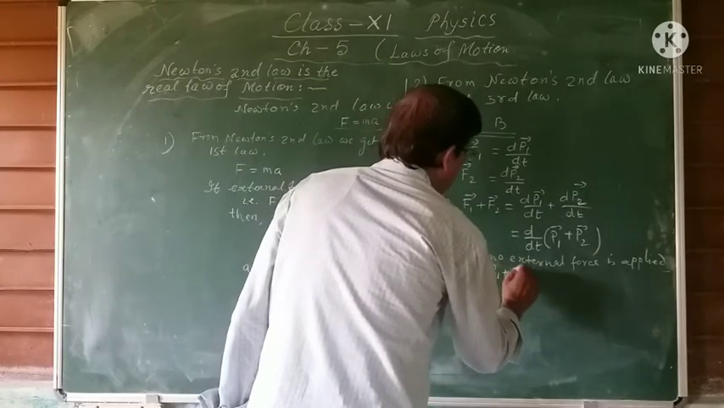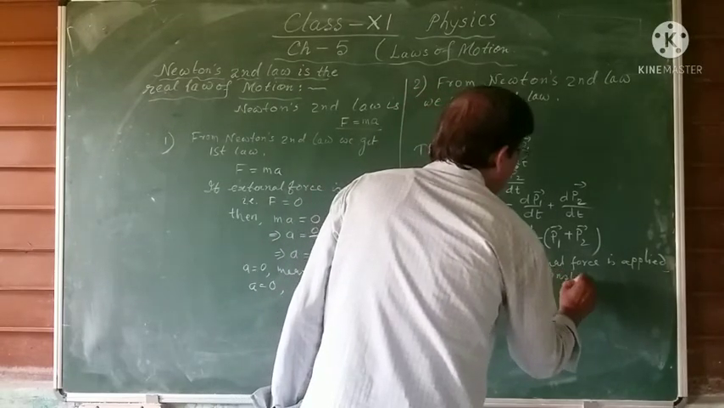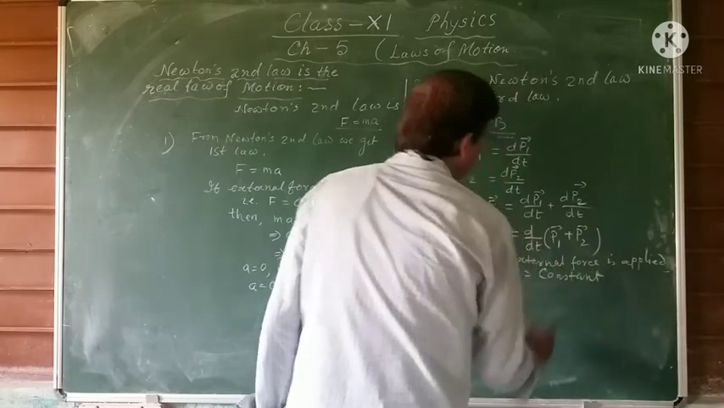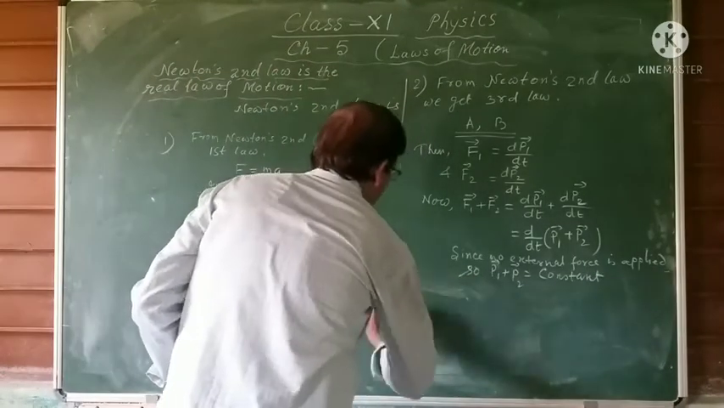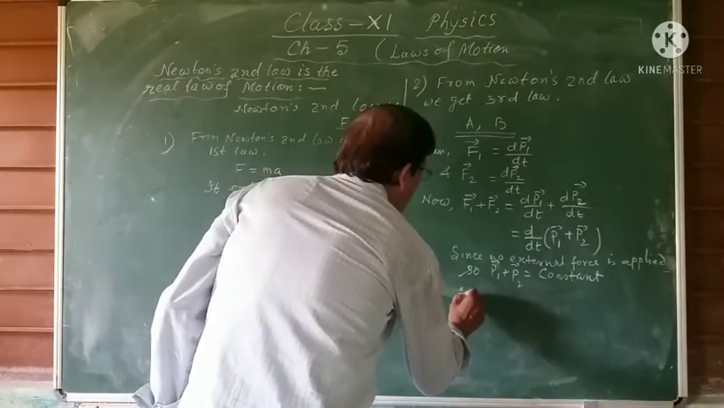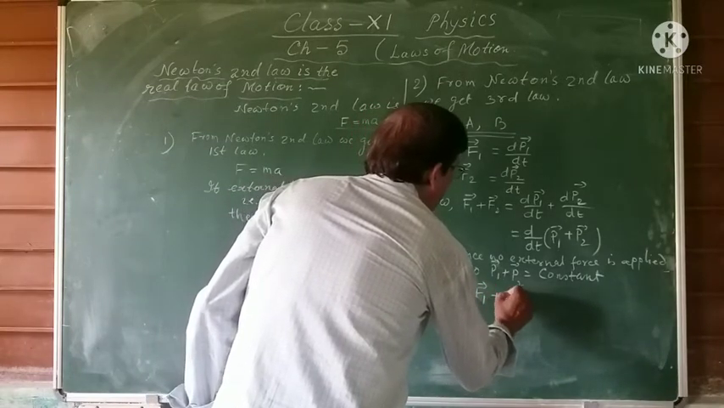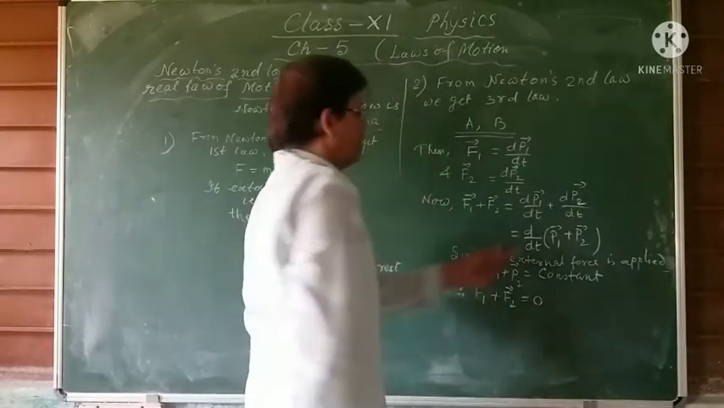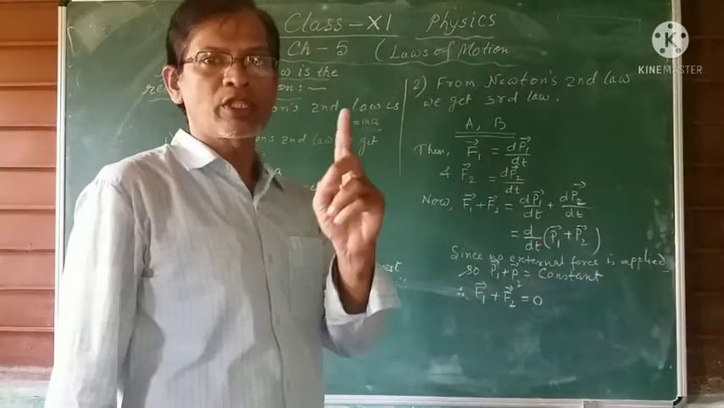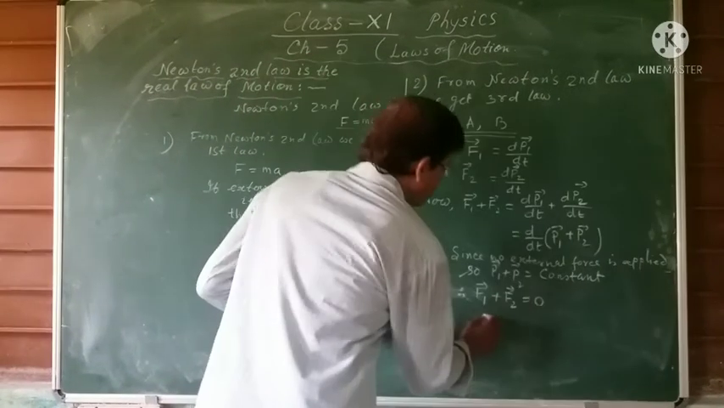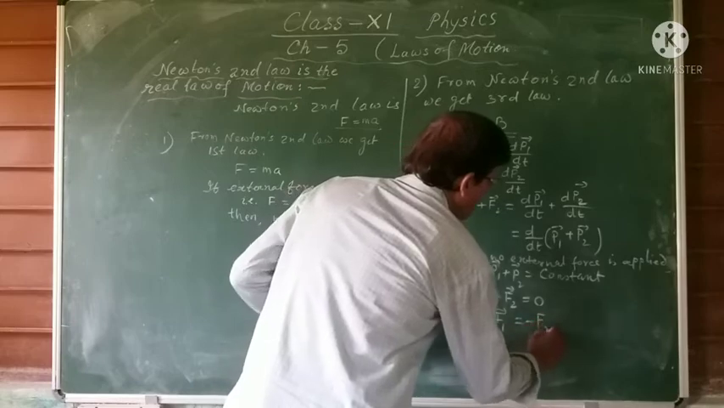So P1 plus P2 equal to constant. And we know that the differentiation of a constant is 0. Therefore F1 plus F2 equal to 0. This is constant, and the differentiation of a constant term is 0. So this is 0. So F1 equal to minus F2.